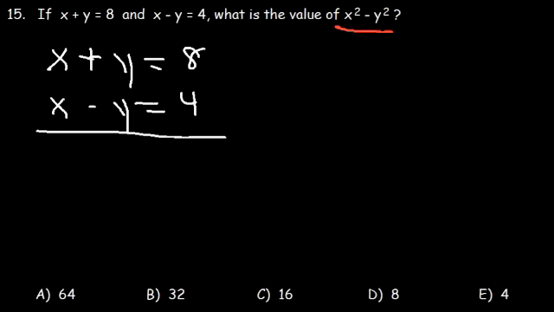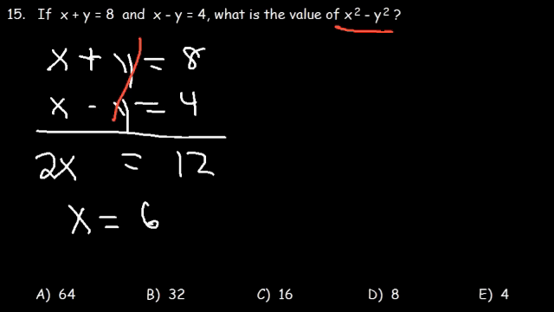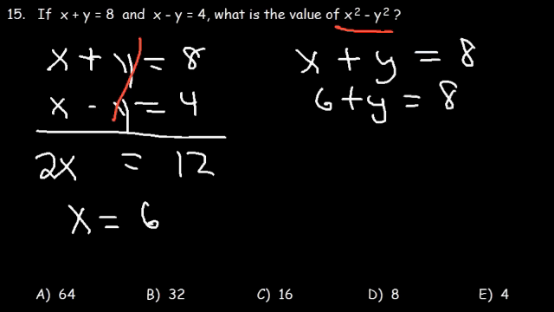So if we add the two equations, x plus x is 2x, y plus negative y is 0, so they cancel, and 8 plus 4 is 12. So if we divide both sides by 2, 12 divided by 2 is 6. And so now what we can do is plug 6 into the first equation. So 6 plus y is equal to 8. Subtracting both sides by 6, y is equal to 2.